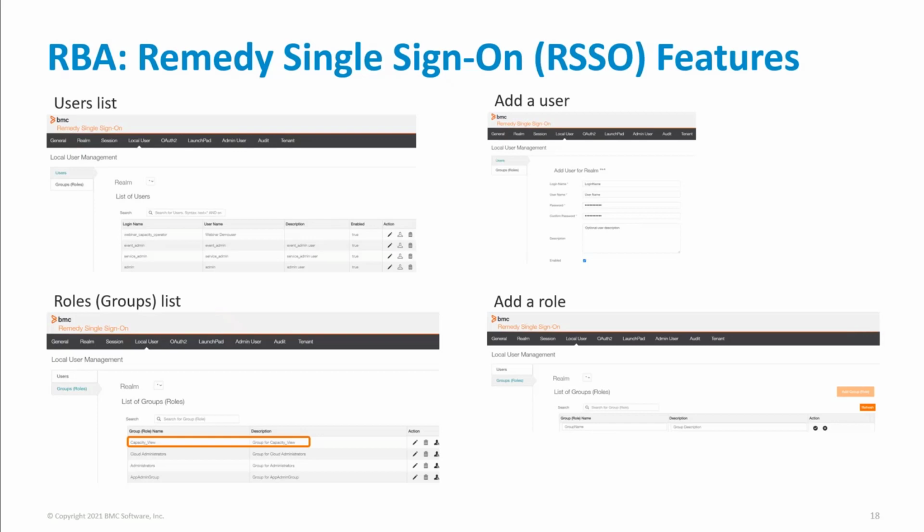The Remedy Single Sign-On for TrueSite package comes with predefined RSSO groups for TrueSite Capacity Optimization. The names for these all start with the word capacity with an uppercase C.